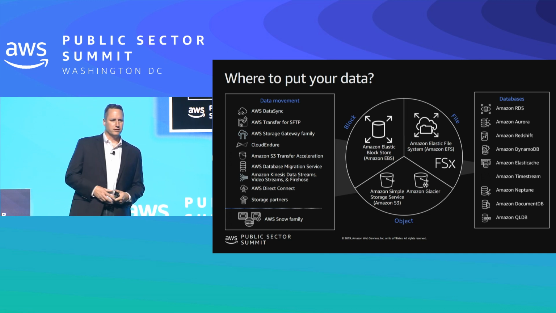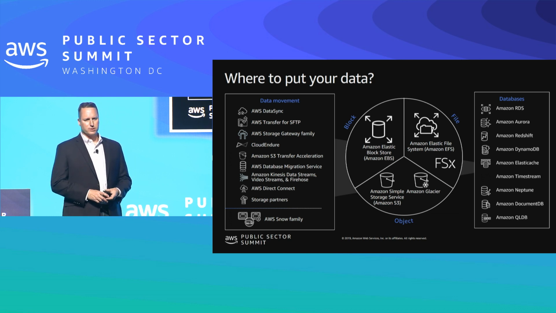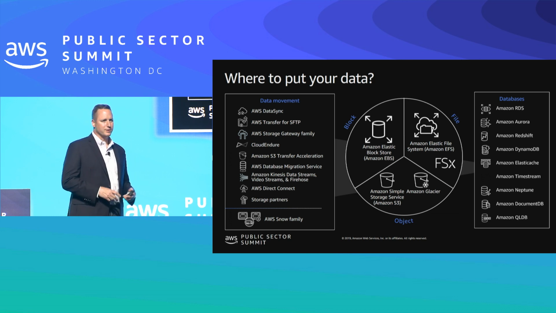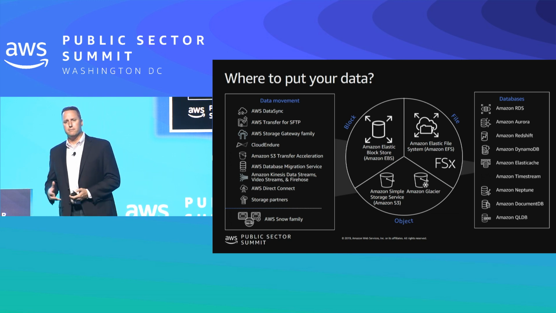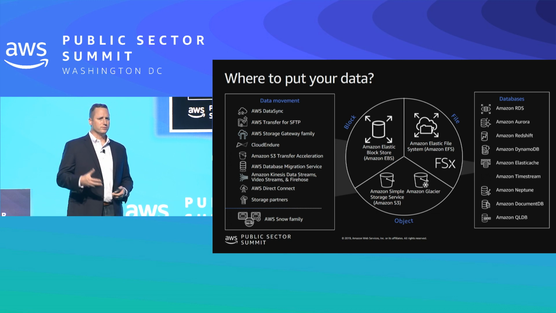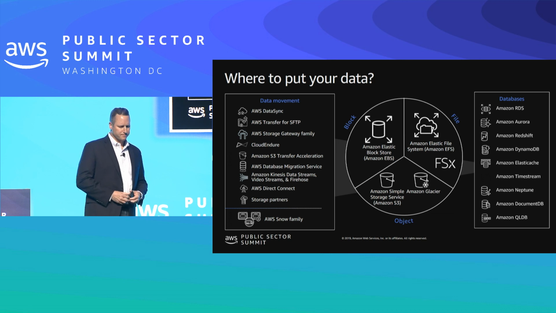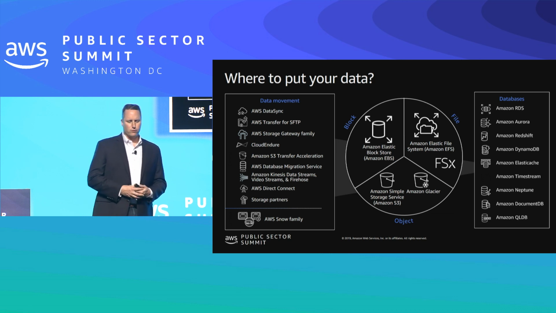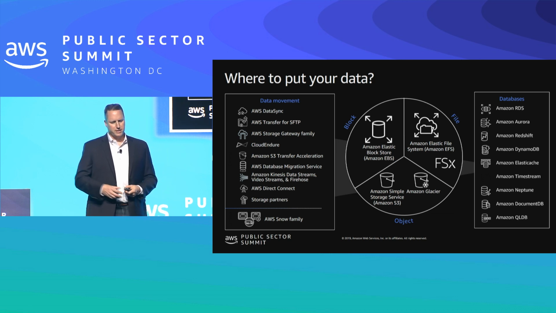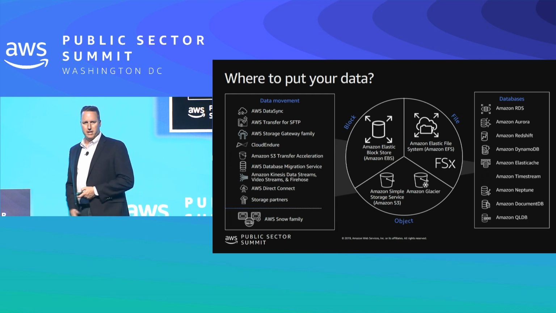CloudEndure is a company that AWS acquired back in January of this year. And CloudEndure does a lot with moving VMs, virtual machines, over to the cloud in real time and giving you a backup strategy for your VMs. And then there's a whole variety of other services, certainly here, across block and file and object.